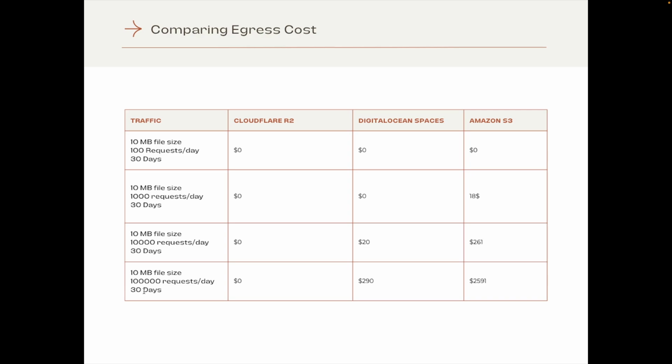And now if there are say 100,000 requests, right, for this 10 MB file for 30 days, Cloudflare R2 is still $0. DigitalOcean Spaces will quickly start also charging more money. So this will go around $290. And Amazon S3 then becomes very expensive. So it will go around $2,500 a month, right? Which is crazy. This should pretty much sell you on Cloudflare R2 if you are building an application where you know that your egress is gonna build up very quickly and it's gonna be out of your control.